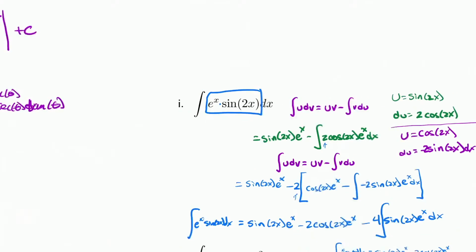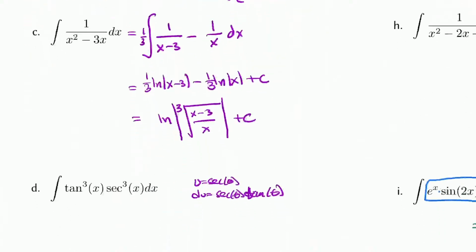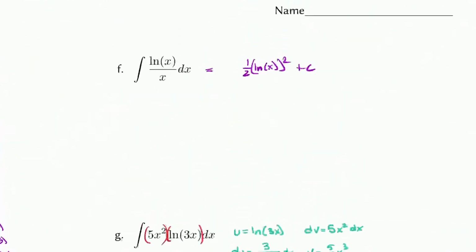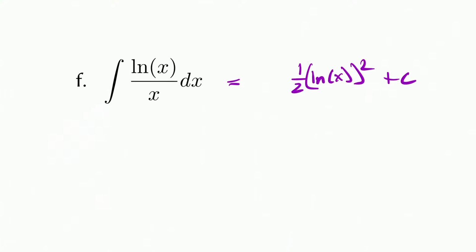Let's see, where am I on my list here? I don't want to do B yet. I don't want to do C yet. Okay, how about this one? So there. I know I just did it in my head. Like, how'd you do that?